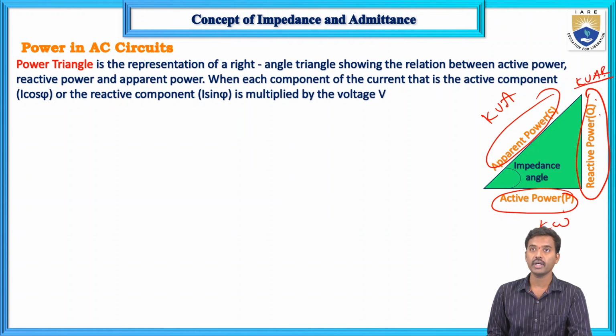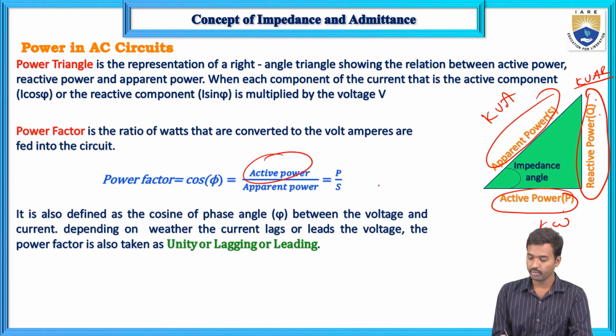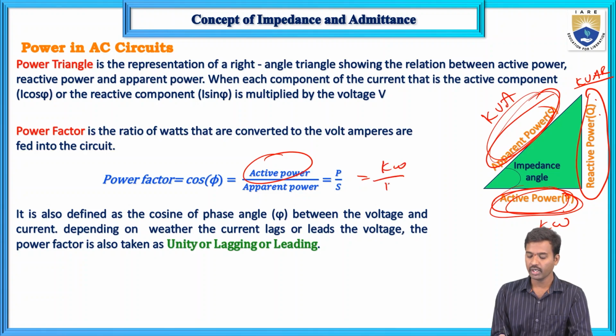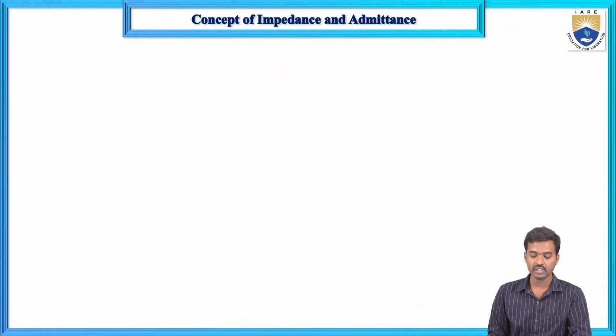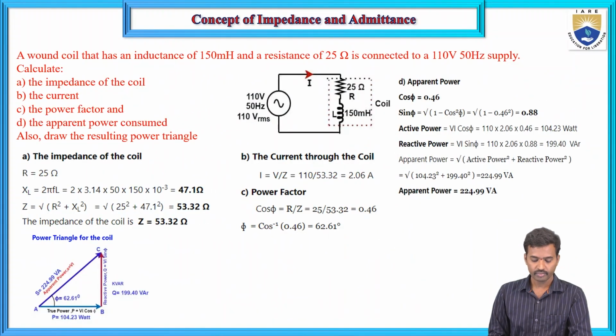So now power factor cos phi equals the active power divided by the apparent power, or P by S, or kilowatts divided by kVA. Now for the RL case, this is a lagging power factor, and for the RC case, this is a leading power factor. So the power triangle we have already discussed.